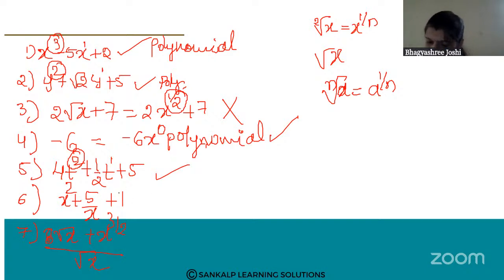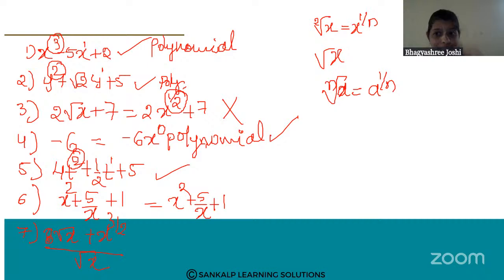Next, sixth one. Yes, dear students, sixth one. I will wait. Sixth one, quickly comment to me whether it is a polynomial or algebraic expression. Yes, fast. Yes, yes, yes. All are saying yes. Why? So, what I told, x square plus 5 divided by x plus 1.